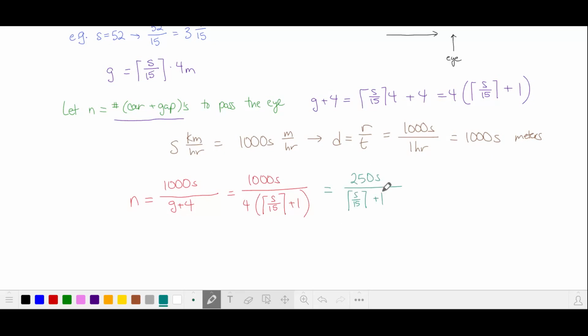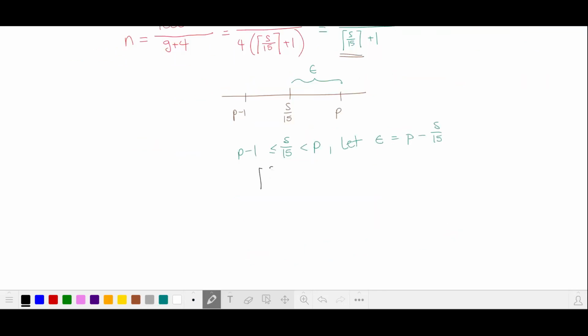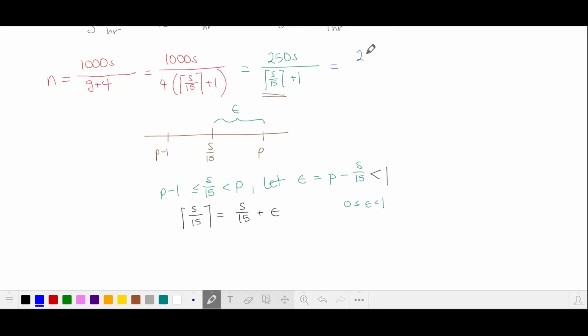I'd like to combine these s's, so let's see if we can get rid of this ceiling function. Let's say that s over 15 is between these consecutive integers p minus 1 and p, and we'll let epsilon be this distance from p to s over 15. So we can express the ceiling of s over 15 as the fraction plus epsilon. So now we can rewrite this expression algebraically in terms of the fraction s over 15.